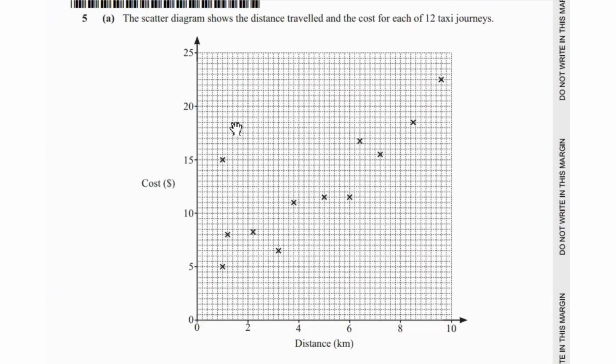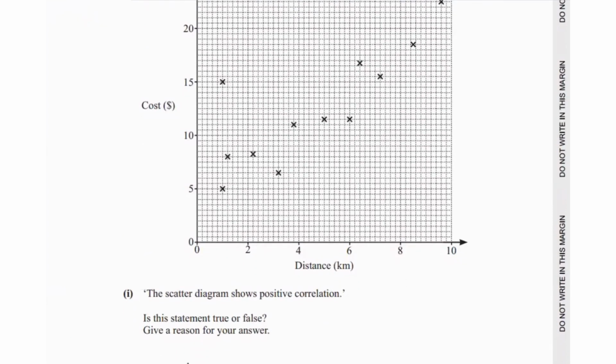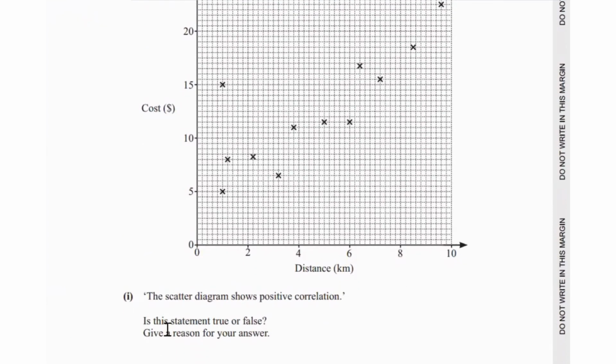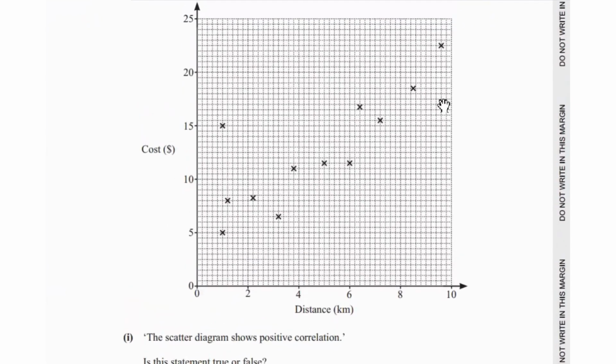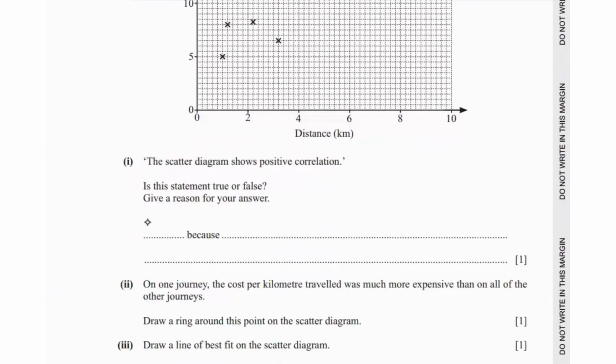Then it says the scatter diagram shows the distance traveled and the cost for each of 12 taxi journeys. The scatter diagram shows positive correlation. Is the statement true or false? The statement is true because we can see that as the distance is increasing, so is the cost for each travel. As the distance increases, so does the cost of the journey.